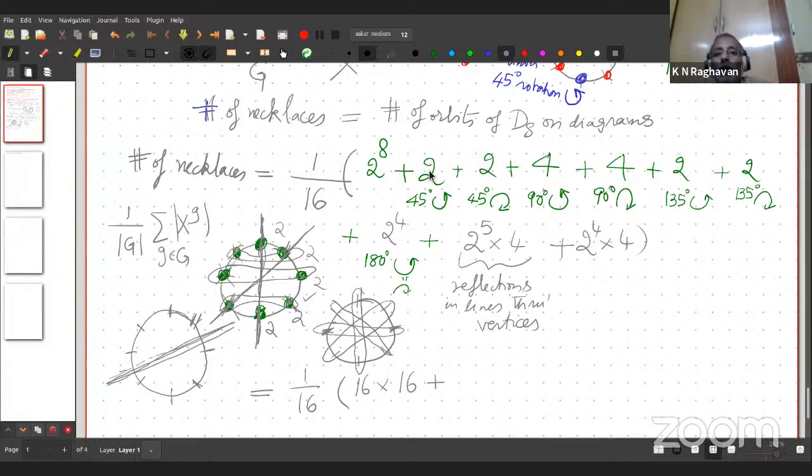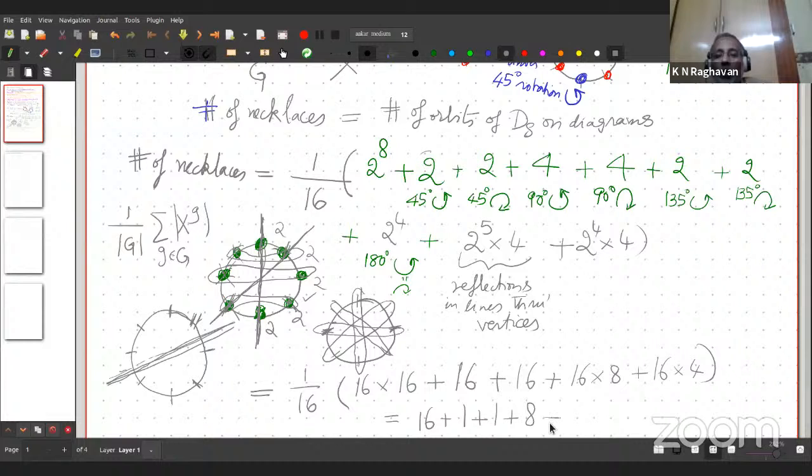Here, what do I have? 4, 8, 12, 16, correct? All these add up to 16. So that's another 16 plus this 2 power 4, which is 16. Here, 2 power 4 is 16. So I can write it as 16 times 1, 2 is left out. So that is 8. And this is 16 into 4. So when I divide by 16, I get 16 plus 1 plus 1 plus 8 plus 4.